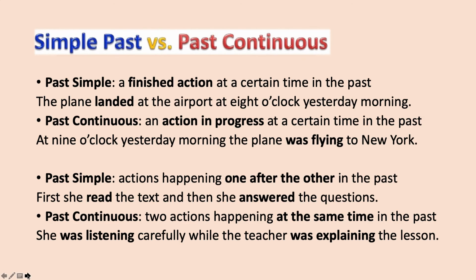And again, you can have the simple past and the past continuous in the same sentence, and then the past continuous would be the longer action that was in progress. For example, I was sleeping when the phone rang, and the phone rang is the simple past. This is the interruption.